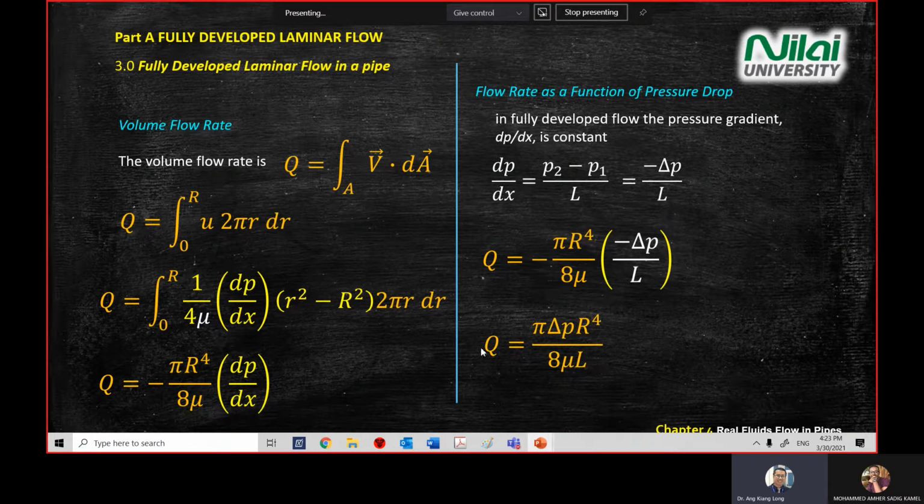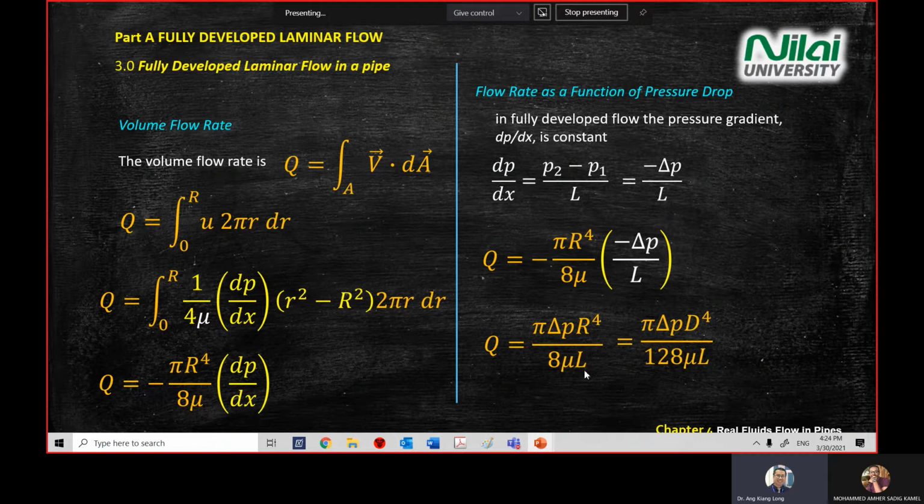Okay, so this is the difference for the volume flow rate. There are two formats. One is in terms of negative with the dP/dx. Another one is the positive with the delta P in the equation. So be careful when you want to use which one, right? If you use this one, you need to know that there's a negative sign. If you want to use this one, there's a positive sign for the answer.